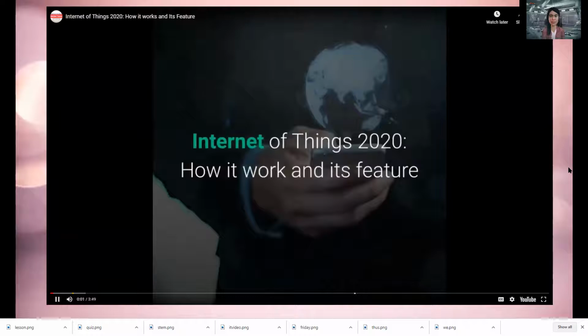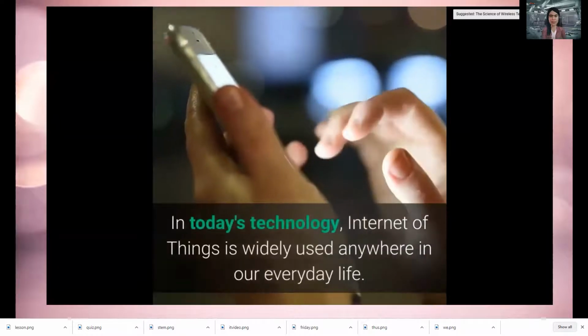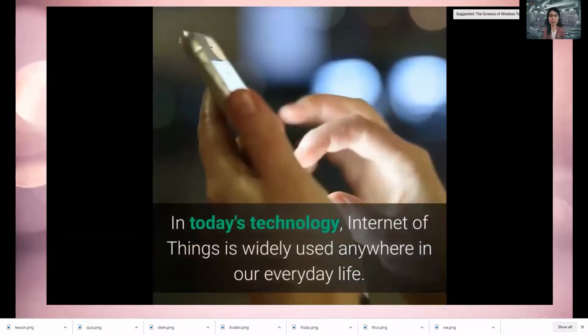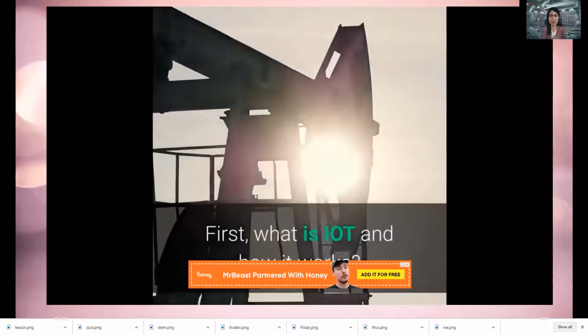Internet of Things 2020, how it work and its feature. In today's technology, Internet of Things is widely used anywhere in our everyday life. First, what is IoT and how it works?